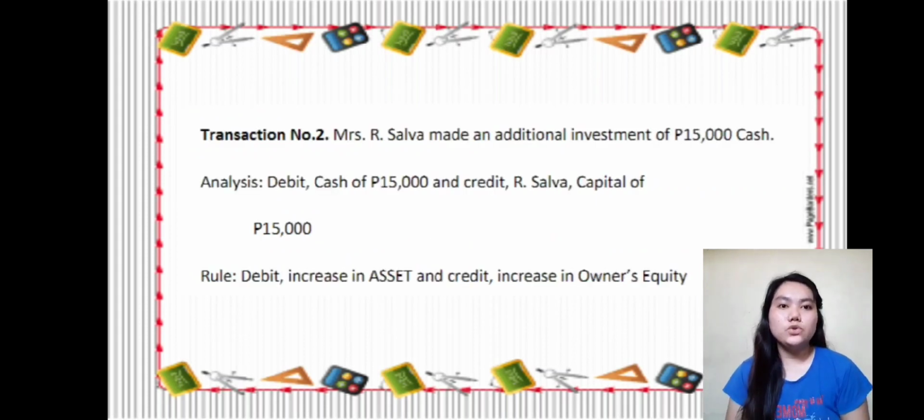So, transaction 2 of Mrs. Salva: Mrs. Salva made an additional investment of 15,000 cash. The analysis is debit cash of 15,000 and credit Mrs. Salva, capital, of 15,000. The rule is debit increase in an asset and credit increase in owner's equity.